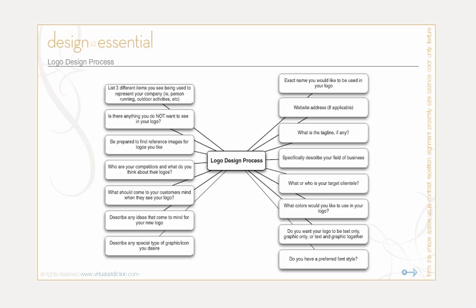It's helpful to list at least 3 different items that you see being used to represent the company. So perhaps a person running, outdoor activities, whatever visuals come to mind. Identify 3 strong ones. Find out if there's anything that you do not want to see in the logo. This is important to know so that you make sure that you don't incorporate that into the project. Be prepared to find reference images for logos you like. It's good to keep kind of a little swipe file of things that can provide inspiration and things that may be helpful in your process.